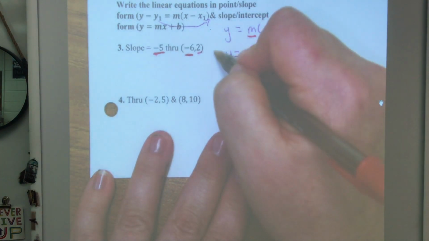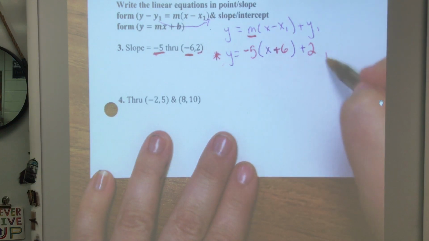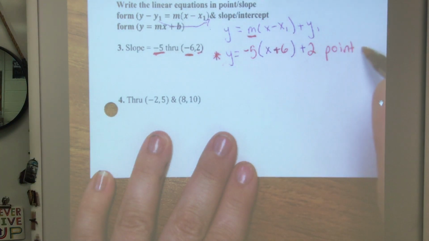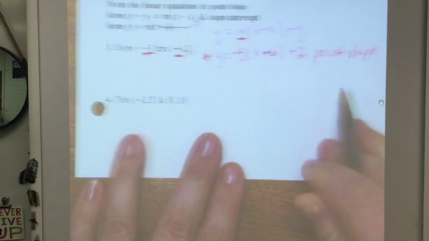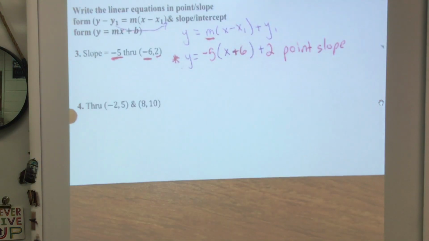So I'm going to put a star by this one. This is the one for point slope. I'm going to label it here, point slope. Let me move this over just a tad. Hopefully, let me check to make sure it's all in the video. Yes, it is.